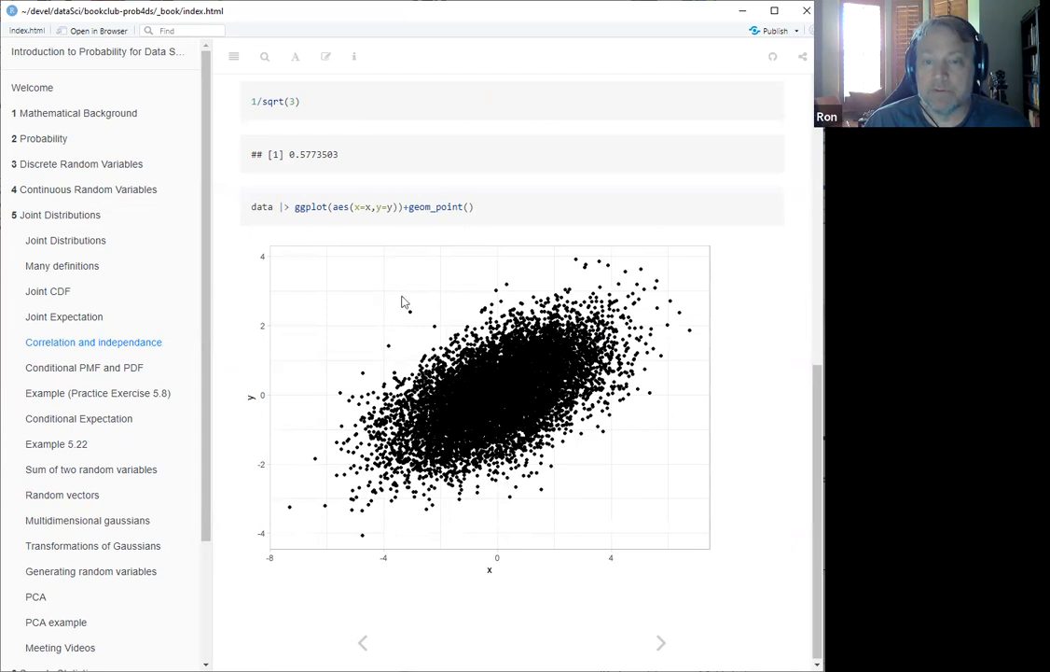But if this was a big round blob with no correlation, where would you put your principal components? There'd be no particular reason to prefer any direction over any other, right? That's what it means.